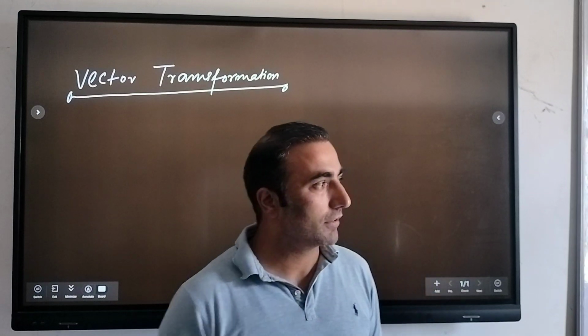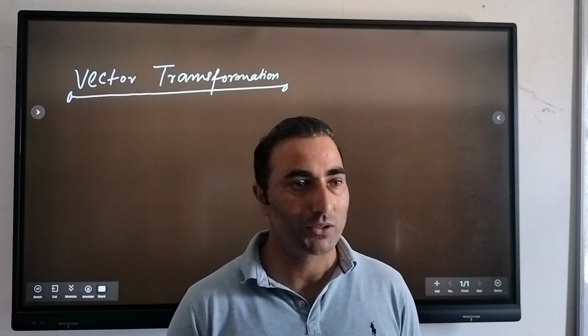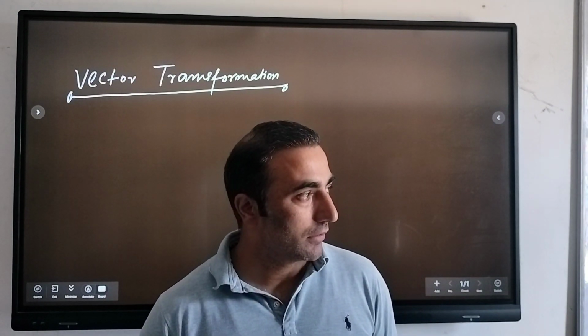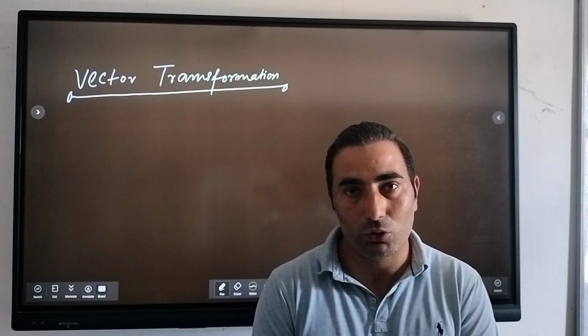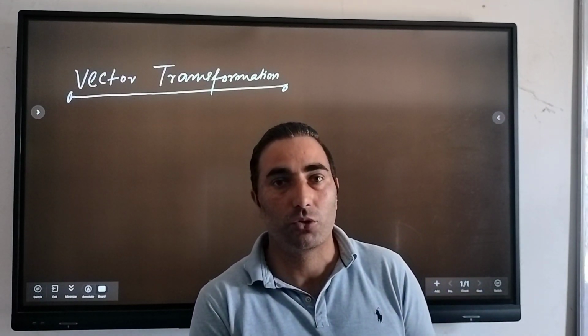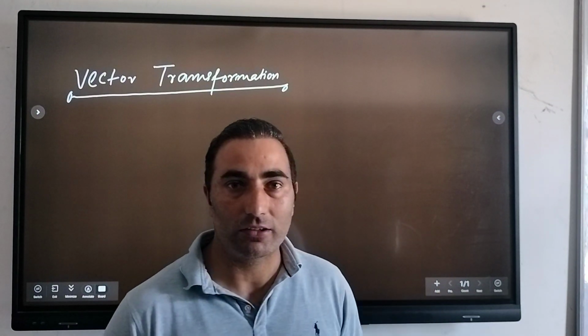In the previous topic, we discussed how to calculate the dot and cross product of vectors using a mathematical symbol, the Levi-Civita symbol. With the help of that symbol, we are able to calculate the cross product and the different components if you take the cross product between two vectors. Now, today's lecture is about vector transformation.